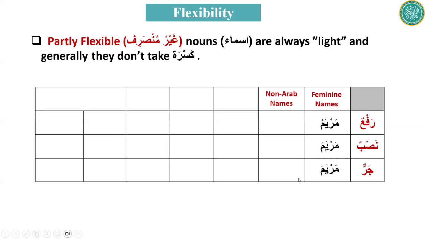The next one is non-Arab names, like Ibrahim. Ibrahimu, Ibrahima. It will not be Ibrahimi. It will be Ibrahima again. There are other categories as well. This was just an introduction to the categories of partly flexible nouns, and inshallah, we will continue learning about it. That will be very useful when we start learning our next topic, which is fragments. So that's where I will stop.